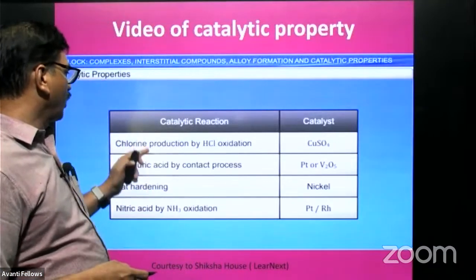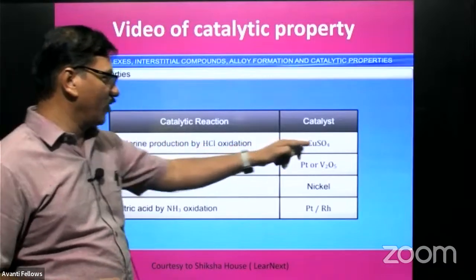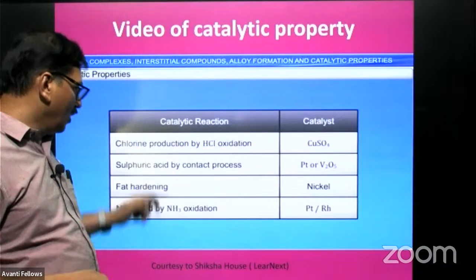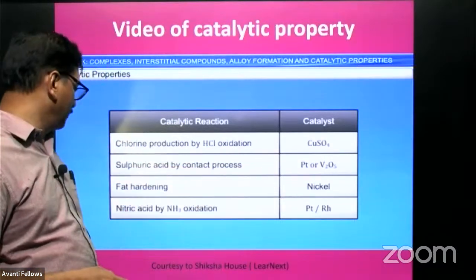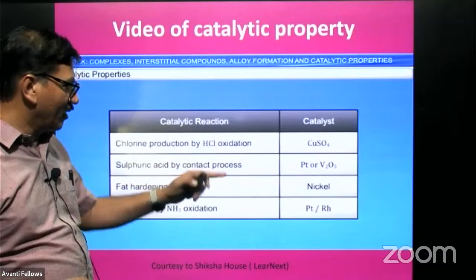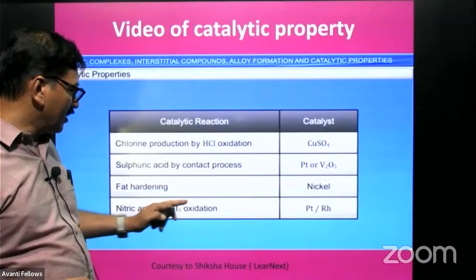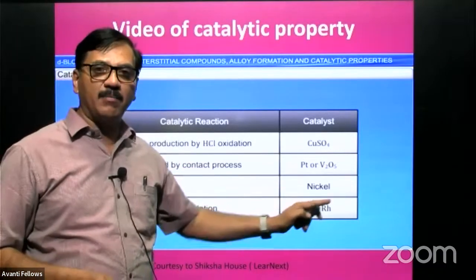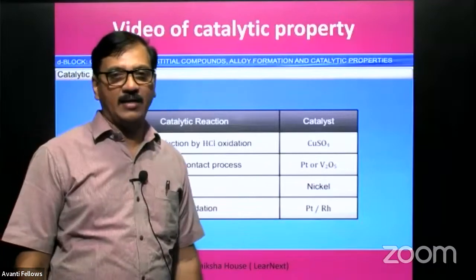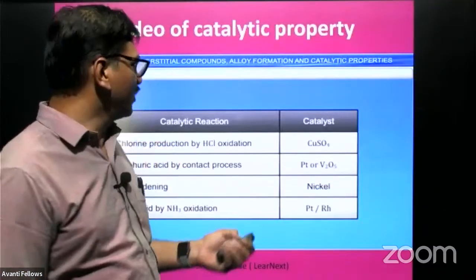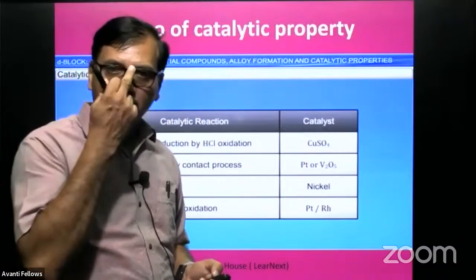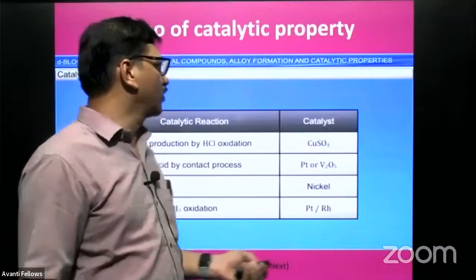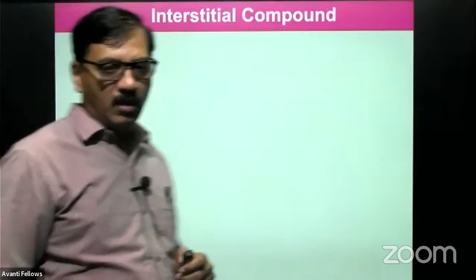Chlorine production with HCl oxidation uses copper sulfate as a catalyst. Sulfuric acid by the contact process needs V2O5 or platinum. Fat hardening uses nickel. Nitric acid by NH3 oxidation uses platinum and rhodium catalyst. These are the different catalysts we use, and these catalysts are from the transition elements.